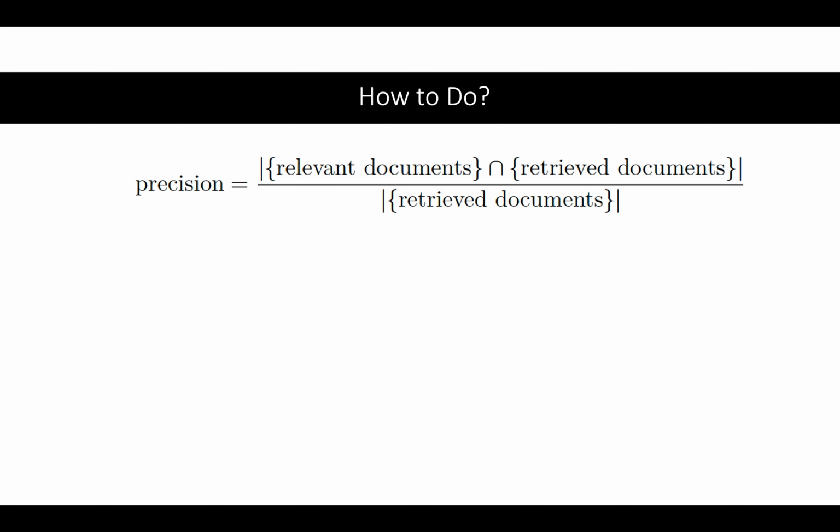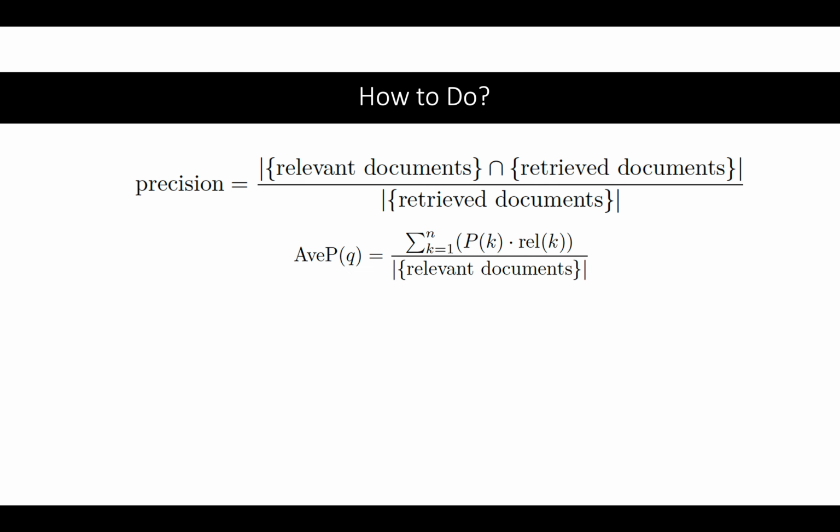The precision of our model for some query is given by basically the intersection of relevant documents and retrieved documents over the retrieved documents. And here by this colon and dot in between, I mean the number of something.